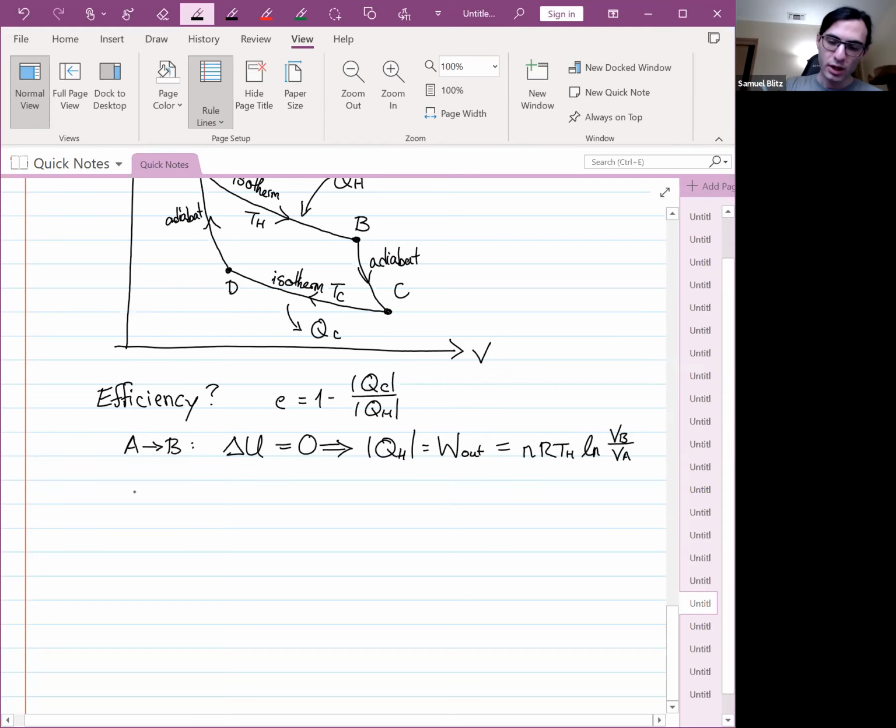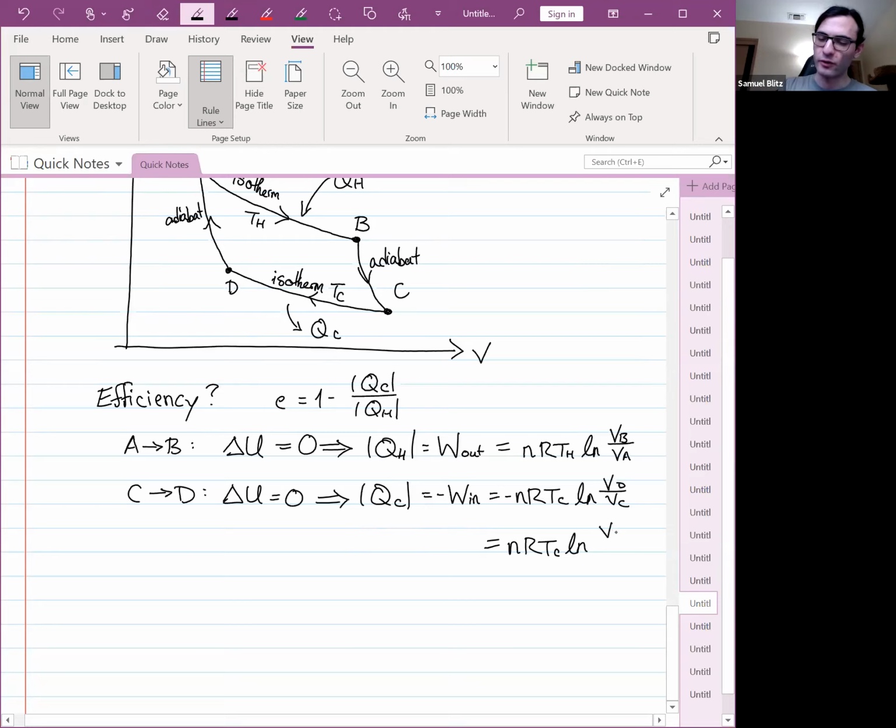Okay, and similarly, from C to D, again, the internal energy doesn't change. So we have that the magnitude of the heat that leaves the system should be equal to the negative of the work that enters the system. This is just so we can make sure, because in this case the work is negative, so we need to stick a negative sign in front of it to make it positive, so it matches the absolute value. And the negative of the work done would be negative nRTC times the log of VD over VC. And then we can absorb that negative sign into the logarithm by flipping it. So this would be nRTC times the logarithm of VC over VD.